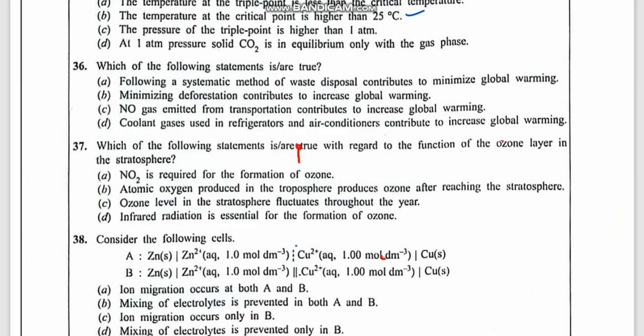NO gas emitted from transpiration contributes to increasing global warming. No, global warming is affected by the greenhouse gases, so that won't come. So we know D is obviously correct. Coolant gases are gases with a very high greenhouse effect potential. Therefore, they will increase global warming. So AD is correct for that. Okay, so the answer will be.